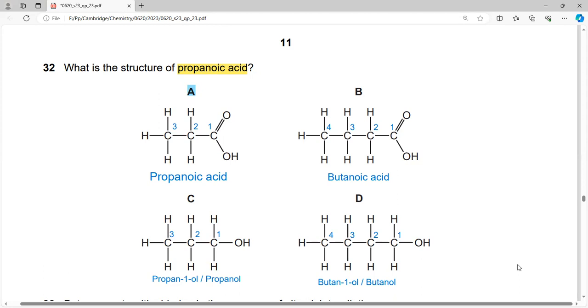What about option B? It is wrong. Why? Because there are 4 carbons attached with a carboxyl group, so overall 4 carbons are there. That's why this is butanoic acid, so it is the wrong option. In the same way, for C, the total number of carbons is 3, but the functional group is hydroxyl. That's why this is an alcohol, not a carboxylic acid, so this is propanol. And in the same way, D is butanol, not a carboxylic acid. So A is our correct option here.